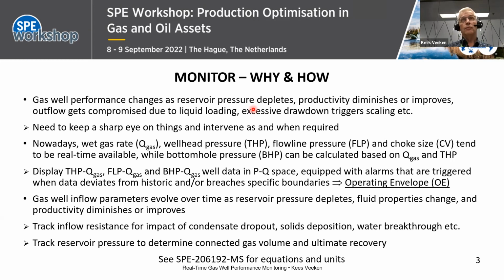And for gas wells, we're in the fortunate condition that a lot of the relevant parameters like wet gas rate, wellhead pressure, flow line pressure, wellhead temperature, choke size, are nowadays all recorded continuously, real time, high frequency. So a lot of data is available to make sense of. Bottom hole pressure is not always recorded. I'm not sure what percentage of wells are equipped with downhole pressure gauges. But for gas wells, you can actually make a fairly good estimate of bottom hole pressure just based on surface data.